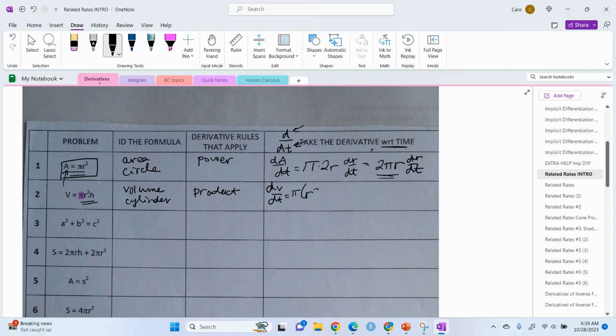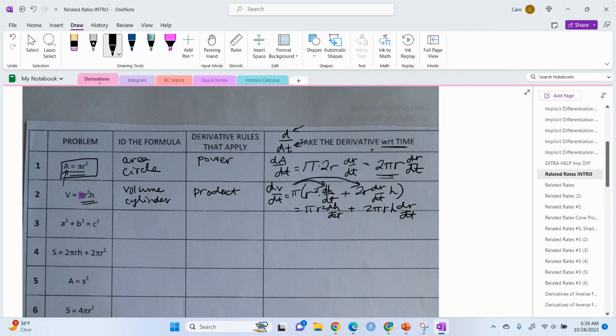So I'm going to keep r squared the same times the derivative of h, which is technically 1, but then dh dt, plus, okay, the derivative of r squared would be 2r with dr dt, and then h stays the same. If you kept the pi with everything, it'd be pi r squared dh dt plus 2 pi r h dr dt. That is from distributing the pi to each of these 2 terms and just rearranging.